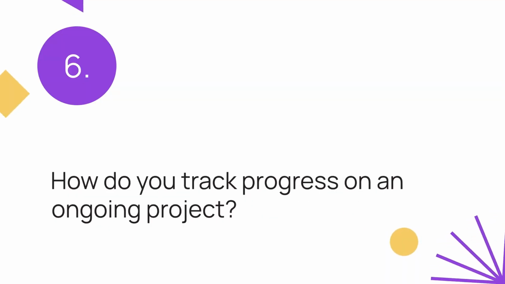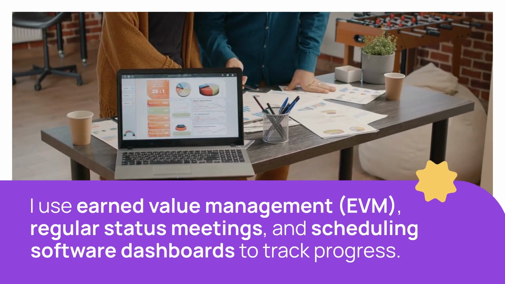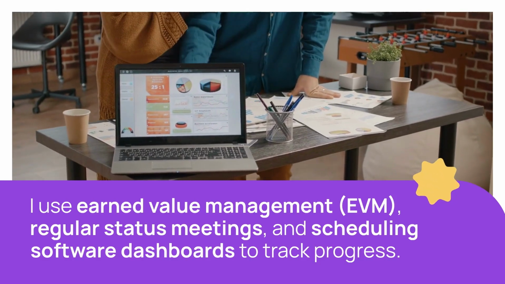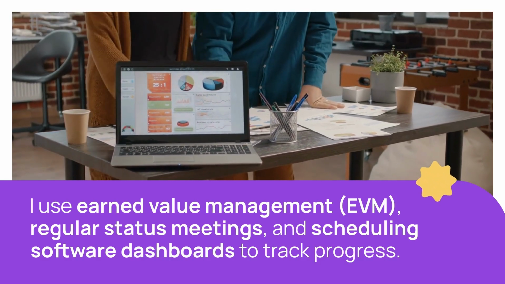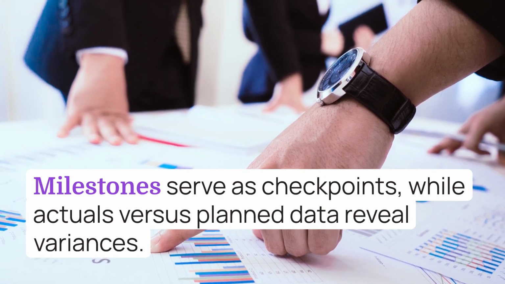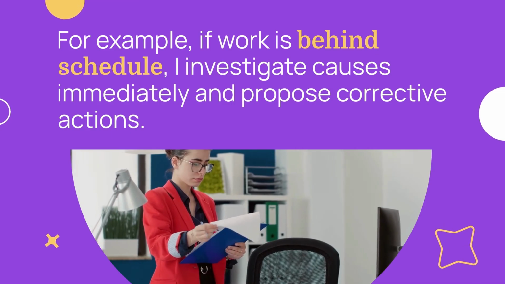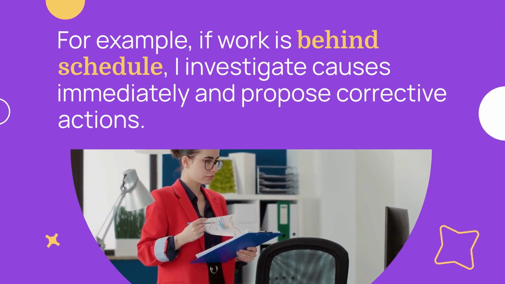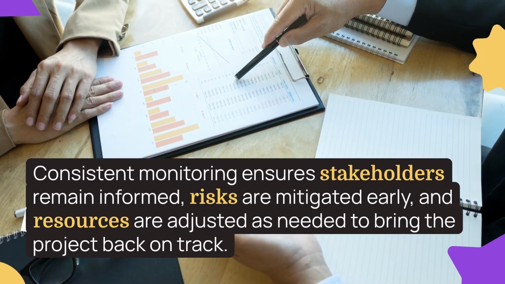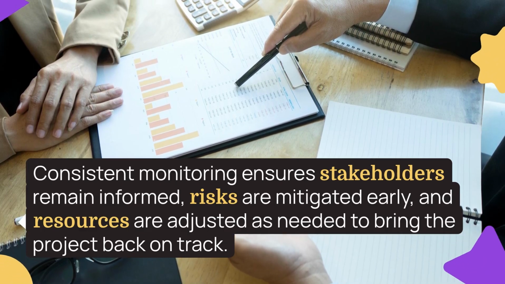6. How do you track progress on an ongoing project? I use Earned Value Management, EVM, regular status meetings, and scheduling software dashboards to track progress. Milestones serve as checkpoints, while actuals versus planned data reveal variances. For example, if work is behind schedule, I investigate causes immediately and propose corrective actions. Consistent monitoring ensures stakeholders remain informed, risks are mitigated early, and resources are adjusted as needed to bring the project back on track.